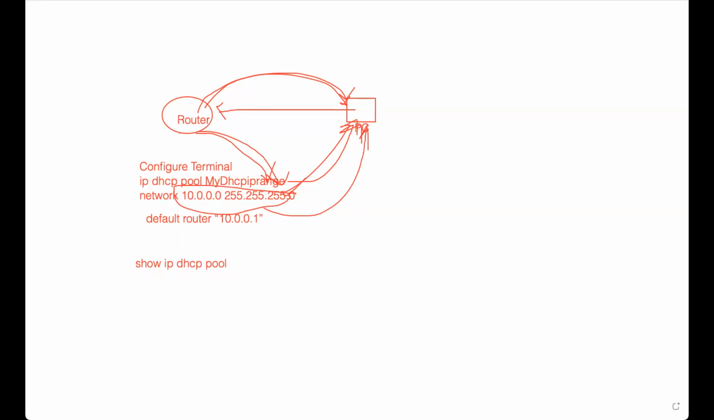Okay, so that's pretty much it about DHCP: configuring the pool, configuring the default router, and then validating the DHCP pool. That's how we can do it on the router. Now let's look at the DHCP relay.